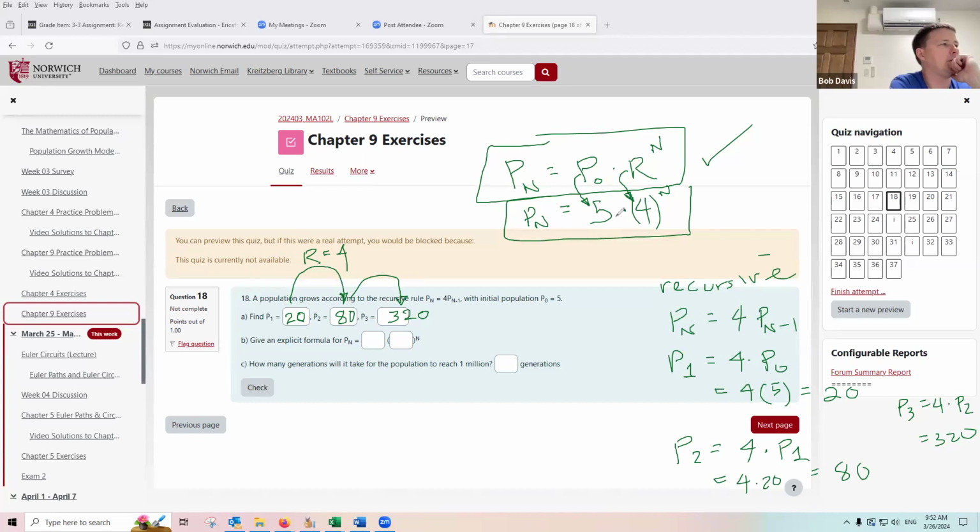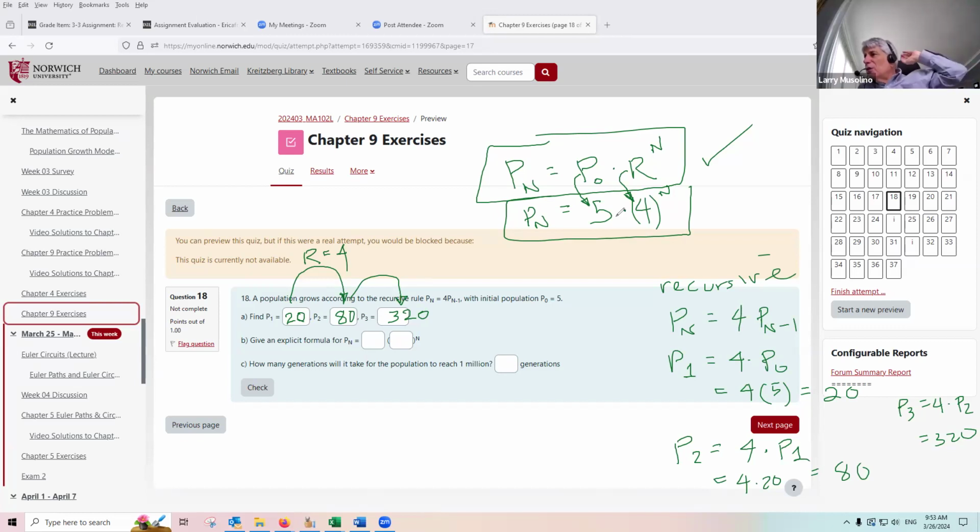So when you see these problems, when it talks about population growth or whatever, and it gives you the recursive rule, whatever that formula is, when I see recursive, I should think linear. No, recursive is not linear necessarily. Recursive is just a way. You could have a linear, you could have an exponential. A recursive rule is just a way to generate the next term in the sequence using the previous term.